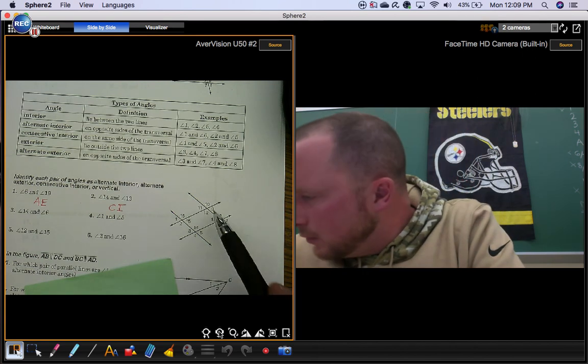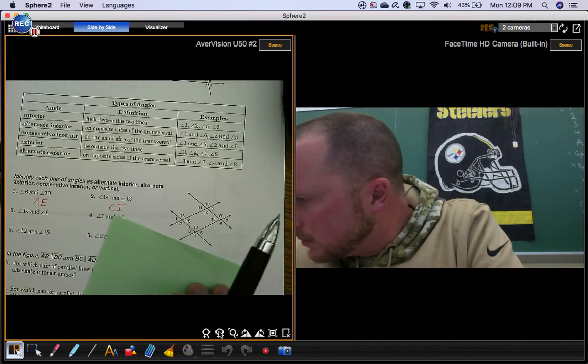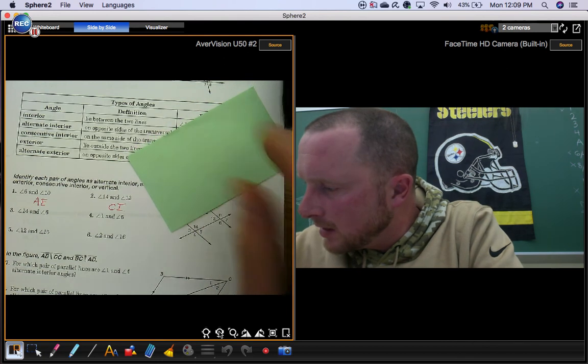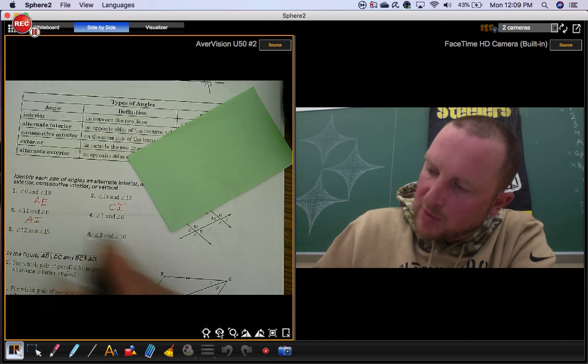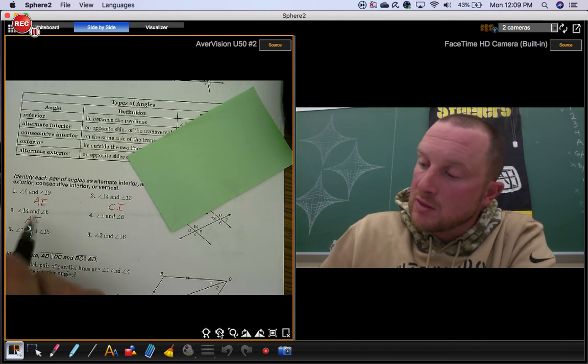Number 3, angle 14 and angle 6. Cover up that line again. Angle 14 and angle 6 are interior angles, but they're on different sides of that transversal, so that's alternate interior.